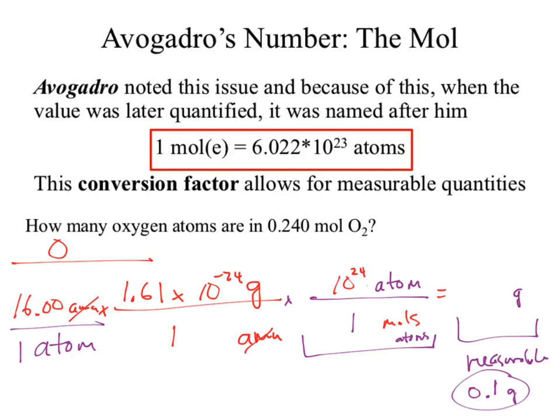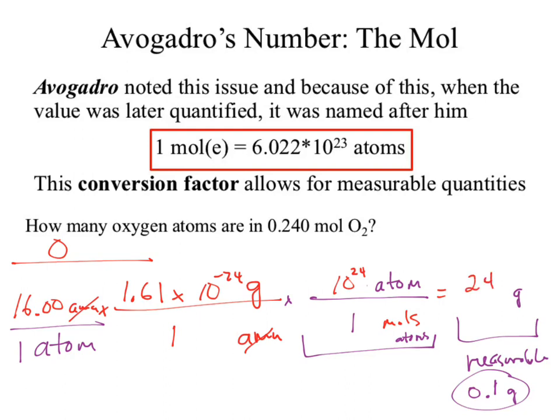That would be useful. So if we went through and did this calculation here, we'd have 16 times 1.61. Okay? And we now get a mass that was measurable. As a ballpark, what are we looking at? Roughly 24.